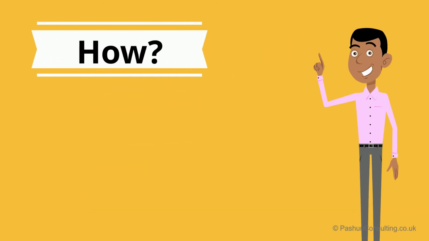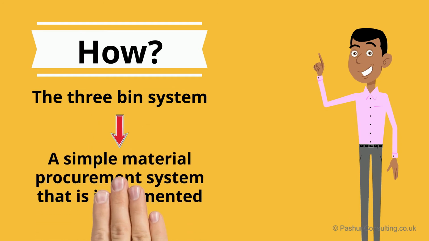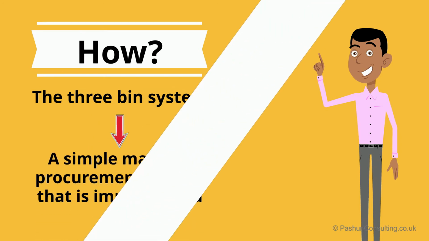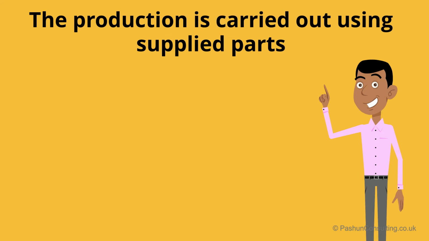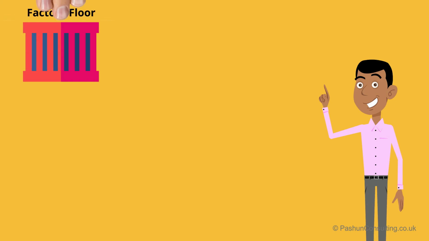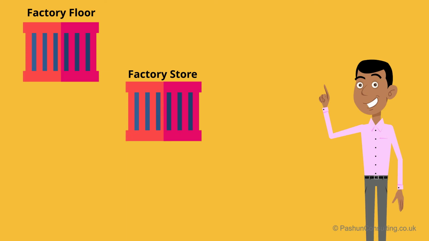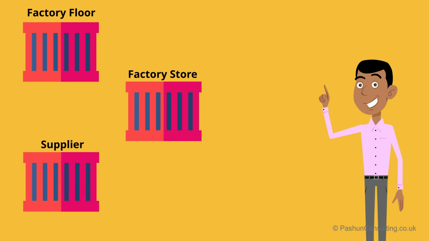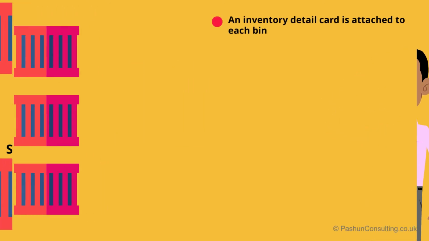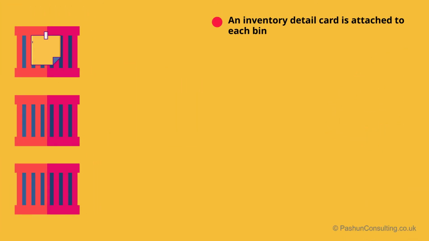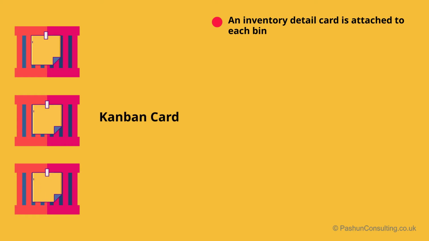How? Let's understand Kanban by describing the 3-bin system, which is a simple material procurement system that's implemented. The production is carried out using supplied parts. One of these bins is on the factory floor, which is where the demand is created. The second bin is the factory store, which is where the inventory is controlled, and the third bin is the supplier's place of business. An inventory detail card is attached to each of these bins, indicating the contents of the bin. This is the Kanban card.